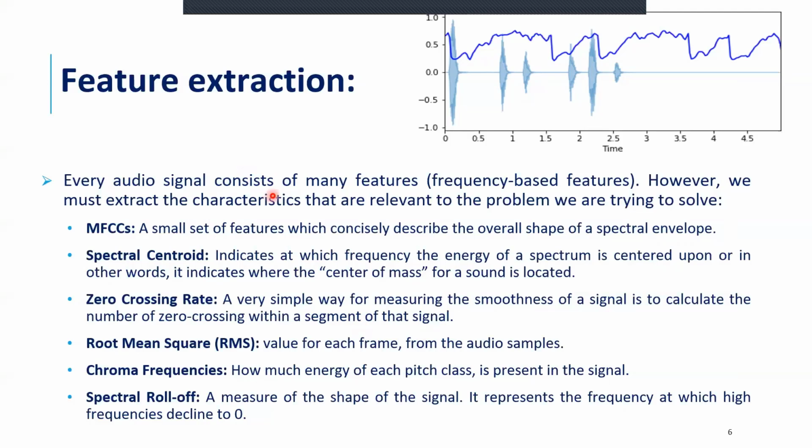RMSE is the root mean square error for each frame from the audio sample. And also we use chroma frequencies, with which we can measure how much energy of each pitch class is present in the signal. And also we use spectral roll-off, which is a measure of the shape of the signal, and it represents the frequency below which the high frequencies decline to zero. And this picture shows a spectral centroid for one of our audio files that I showed you in the previous slide.